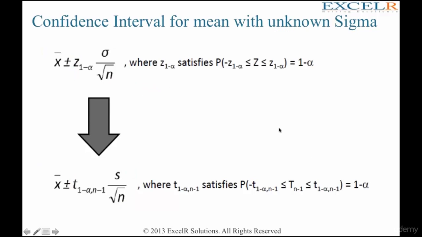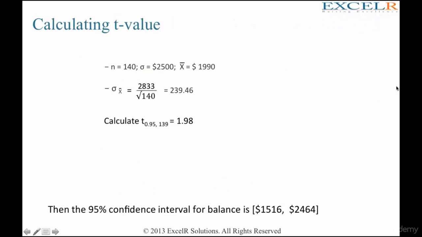Now, let us actually solve that university case study. In that university case study, we are given all these values that the sample size is 140, sigma is, for sample, it is $2,500, average happens to be $1,990, and s was for sample, right? Sample standard deviation. That was given as $2,800. Sorry, $2,833.